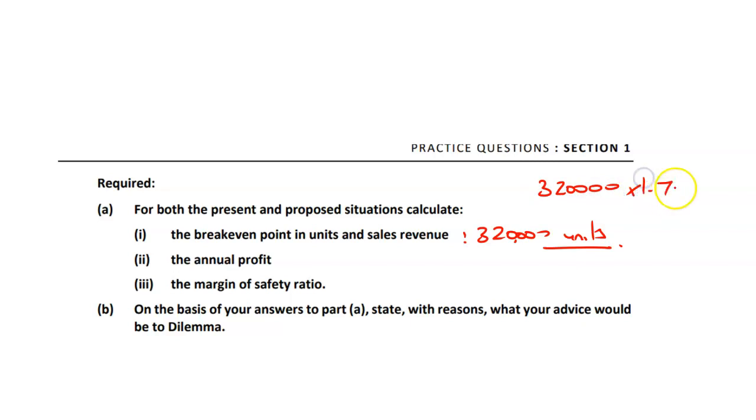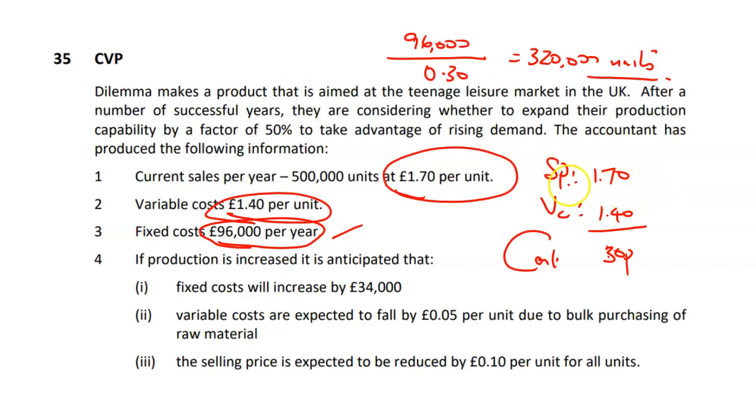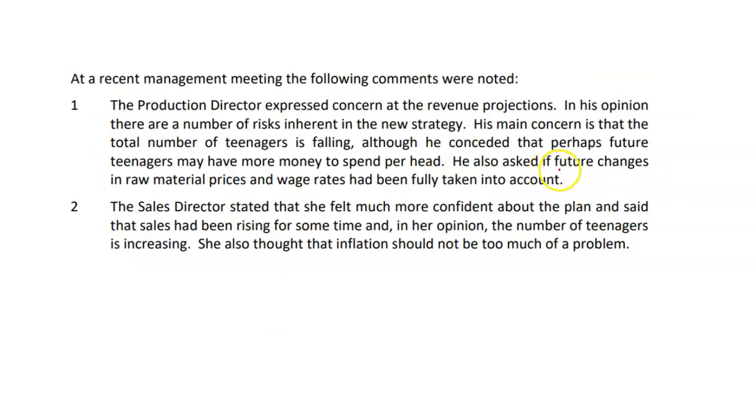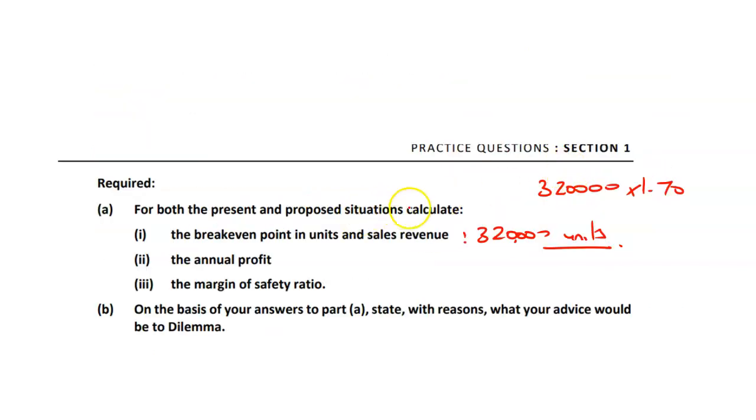And the sales revenue at this point will simply be the 320,000 times the £1.70, right? Because that's what they're asking us. What's break-even revenue, sales revenue at this point? So multiply that by 1.7, and you have 544,000. And there you are, right?